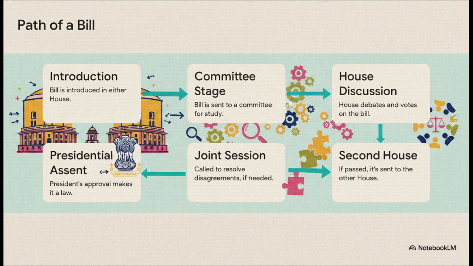Once the committee sends back its report, the bill returns to the main floor for a full-on debate and a vote. If it gets a yes, great, but it's not done. It then has to travel all the way over to the other house and do the whole dance all over again. Now, what if they can't agree? Well, there's a solution for that, a joint session where they try to hammer out their differences. And only after both houses have passed the exact same version does it go to the final checkpoint, the president's desk. Once the president gives their approval or assent, boom, it is officially a law.